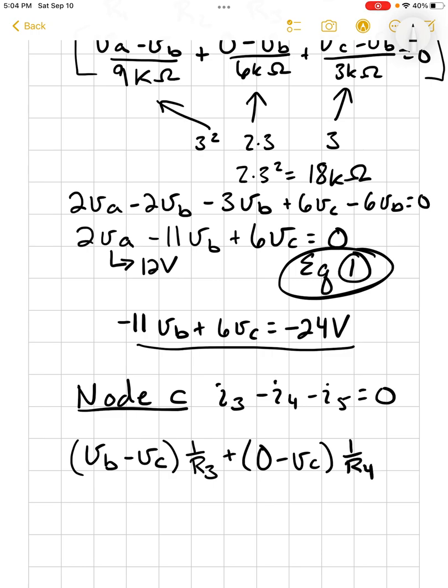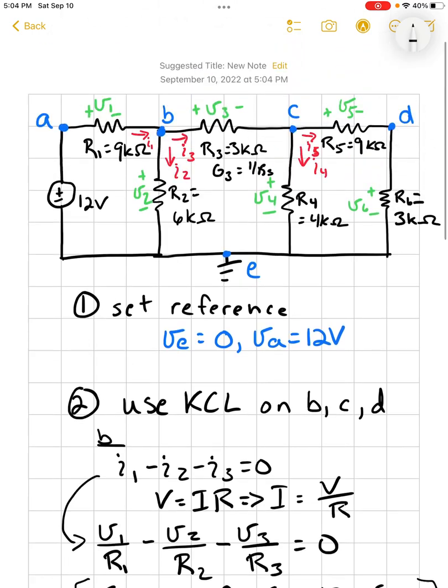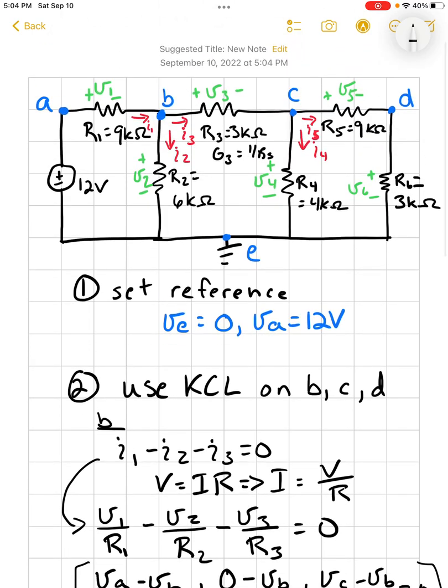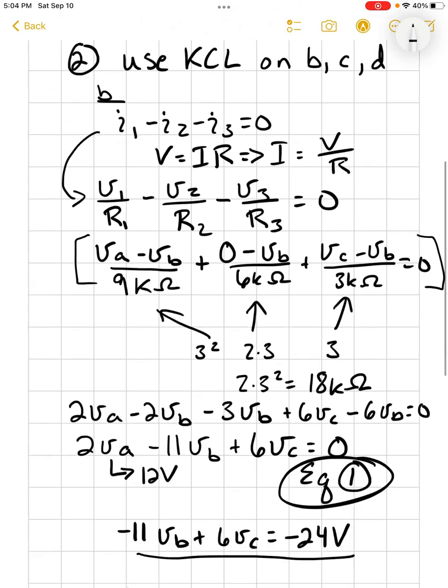Okay. And then the last one, if we scroll up again, that's going to be I5. Remember, we're treating all the currents as going into node C, so we're going to go VD minus VC times 1 over R5.